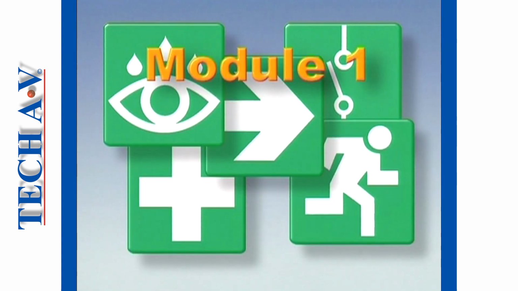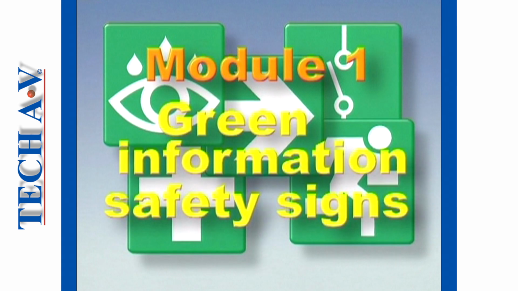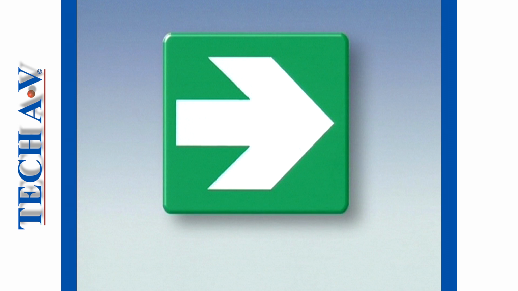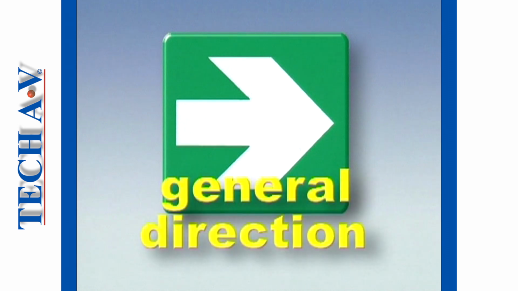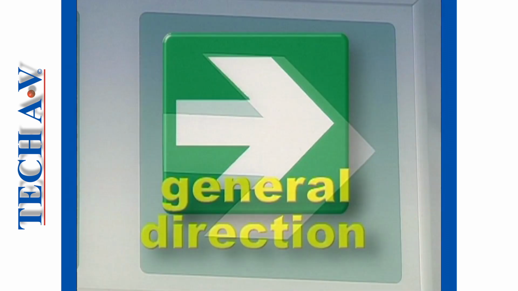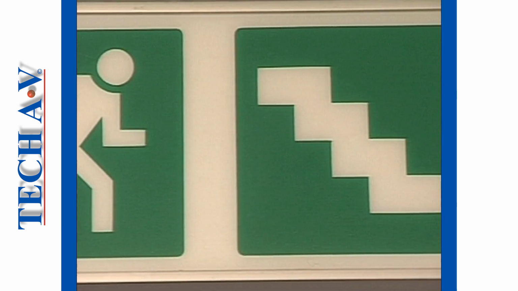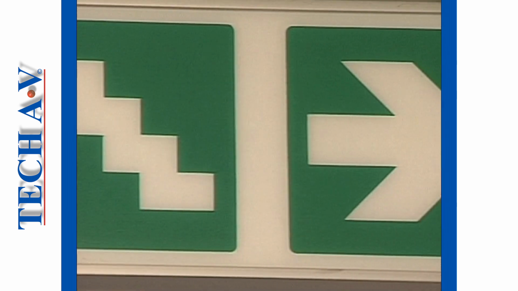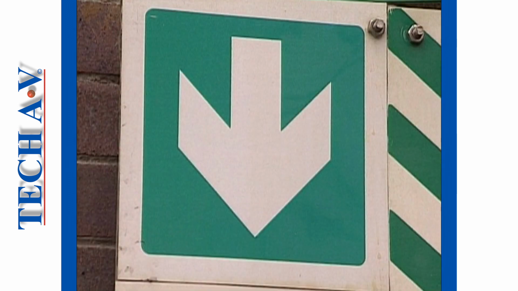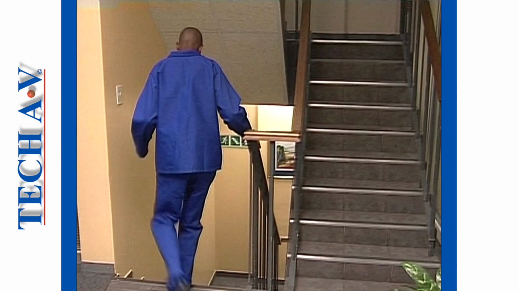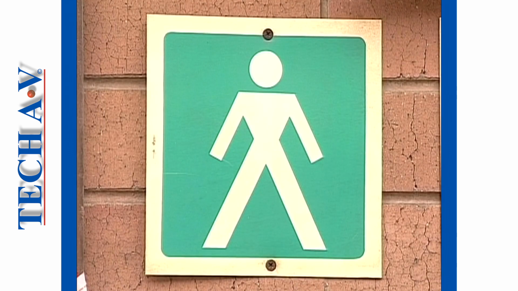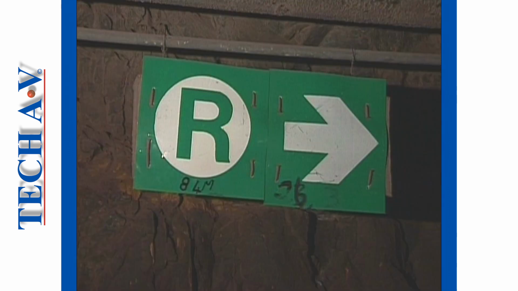Let's look at Module 1, Green Information Safety Signs. The General Direction Sign. This sign will always be used in conjunction with other green signs and indicate general direction. The arrow can point in any direction, and by following them, they will direct you to stairs, exits, toilets, refuge chambers, and so forth.